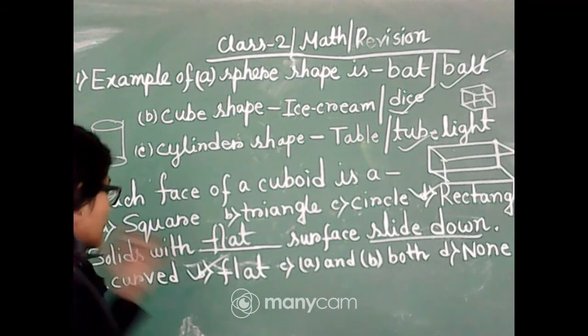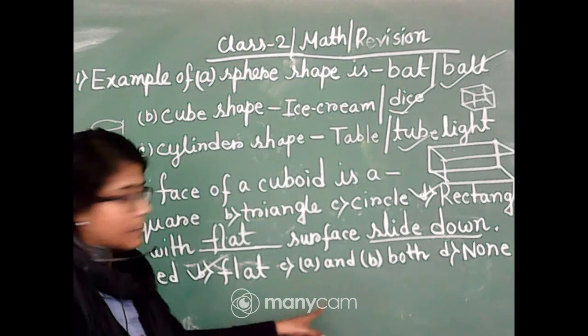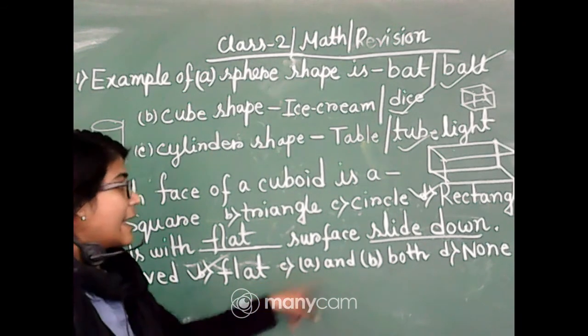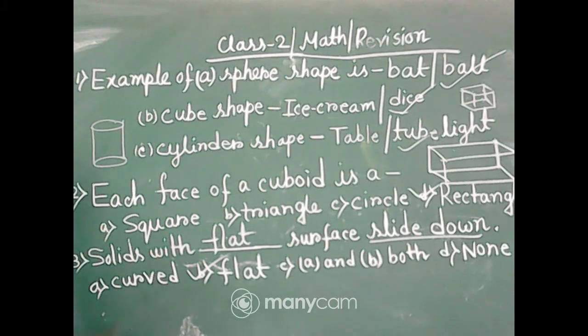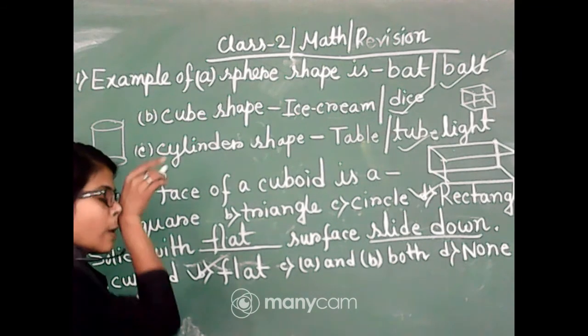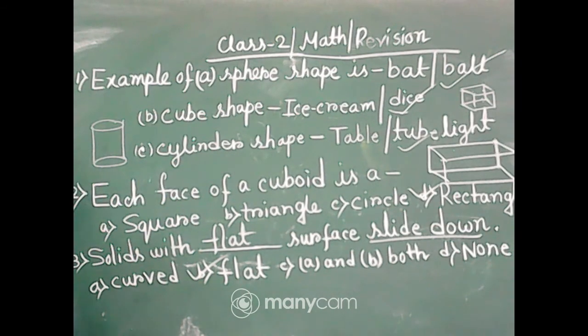Okay, number C, why can't we choose number C here? Because here they are saying A and B both, which means you are saying that solids with curved surface also slide down. But no, a curved surface can only roll down, isn't it? So it will be flat surface. If they are asking the question that solids with dash surface roll down, then you can choose the option only the curve, meaning option A.